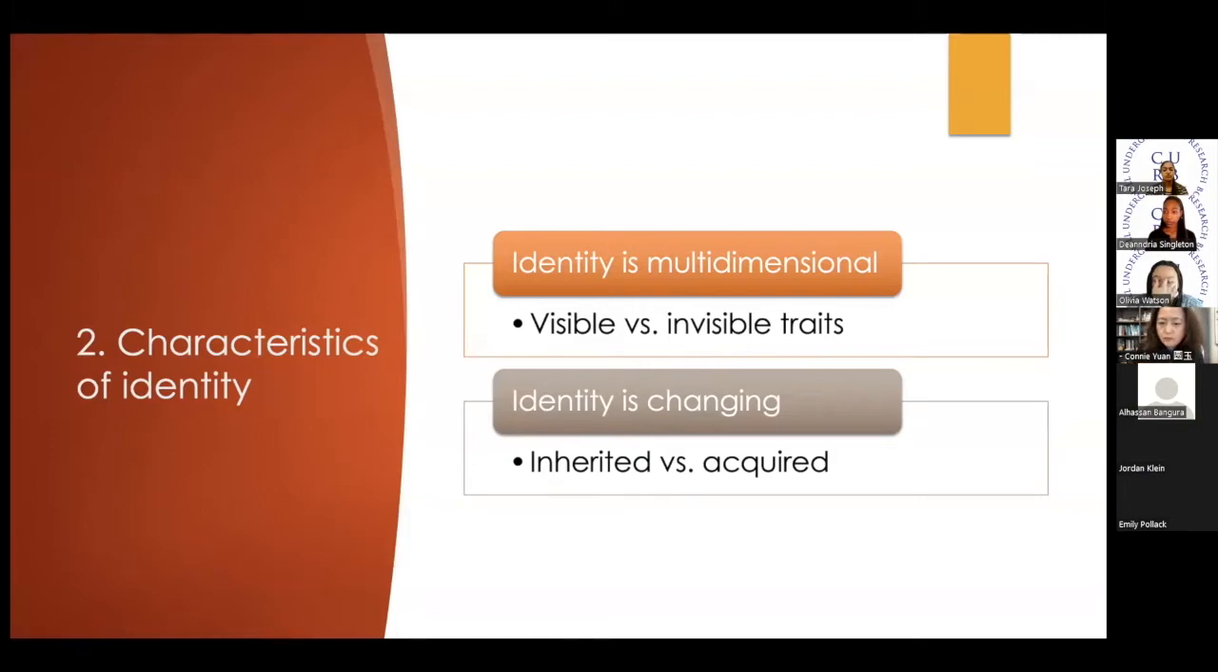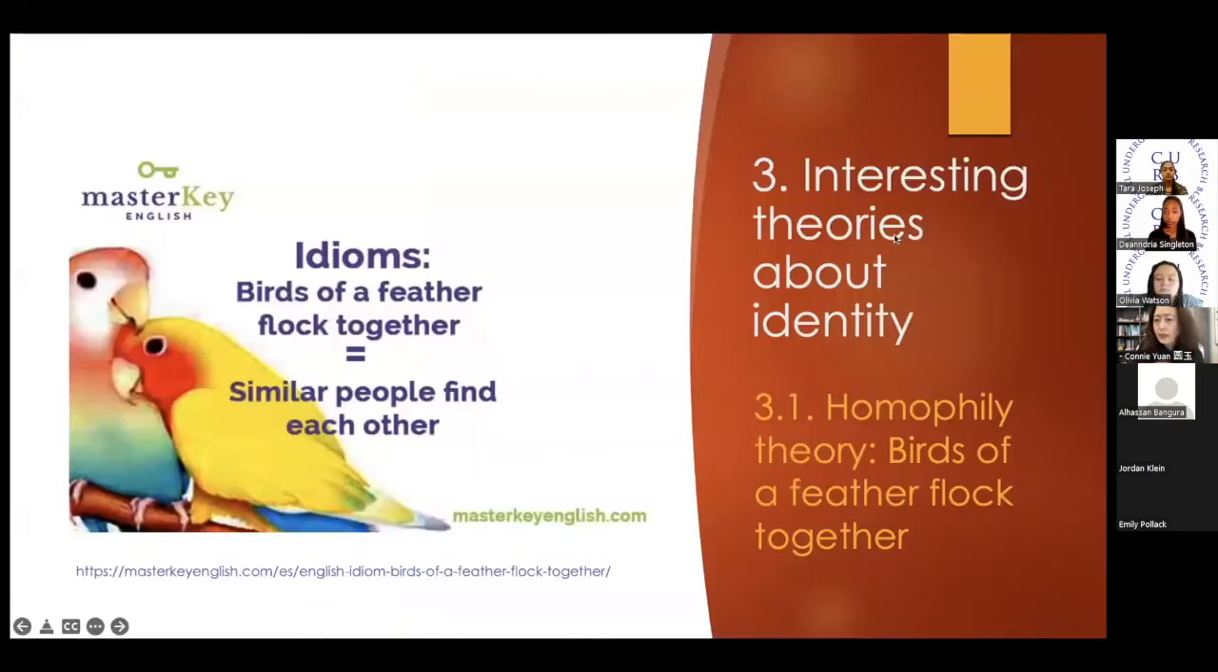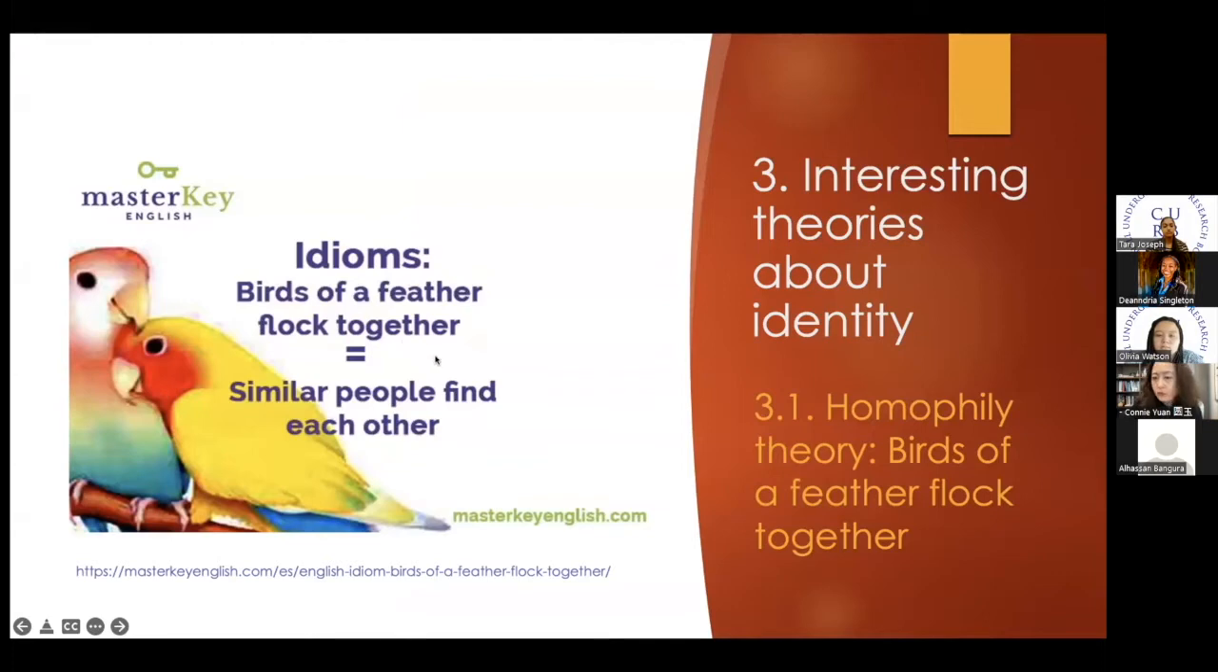Why do they matter? So here are the theories that I think are very interesting to talk about how identity will influence our daily interaction. So this is a very well-known idiom, birds of a feather flock together. Basically it means similar people find each other. Why does it matter?